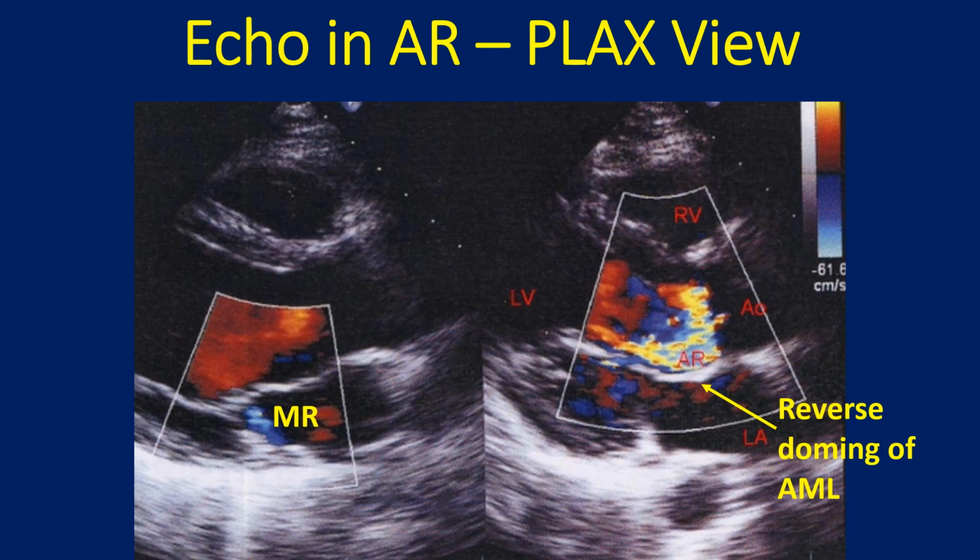Measurement of vena contracta, or the width of the proximal regurgitant jet for grading aortic regurgitation, becomes unreliable when the jet is eccentric. In central jets, a jet width less than 0.3 cm is highly specific for mild AR, and a width more than 0.6 cm is highly specific for severe AR.